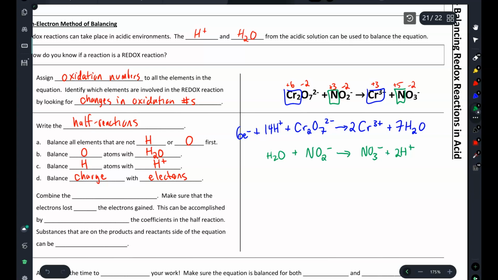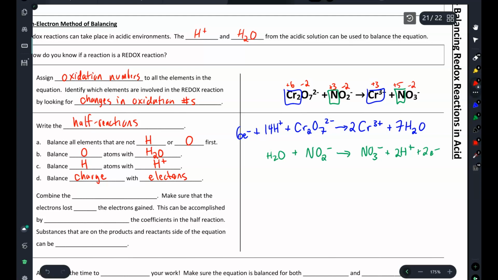Okay, now it's time to look at charge. So I've got minus 1 on the reactant side, and I've got minus 1 plus 2, so that's a plus 1 on the product side. If I add 2 electrons to the product side, that should balance up the charge. Whew. Okay, so that is pretty labor intensive. Now you really want to work through these types of problems stepwise.